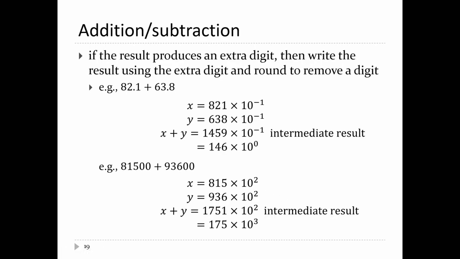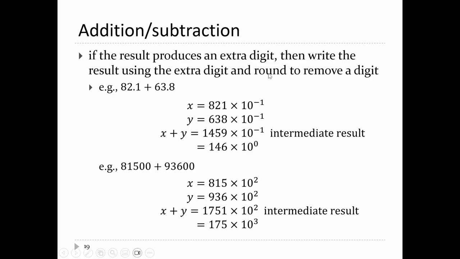Now obviously if you're adding two values, you might end up generating an extra digit. So if you add two values whose integer parts are both bigger than 500, you're going to end up with an integer part that's greater than 999. So what do you do? You just do the exact same thing. You write down 82.1 as 821 times 10 to the minus 1. You write out 63.8 as 638 times 10 to the minus 1. Go ahead and add. So this is our intermediate result now.